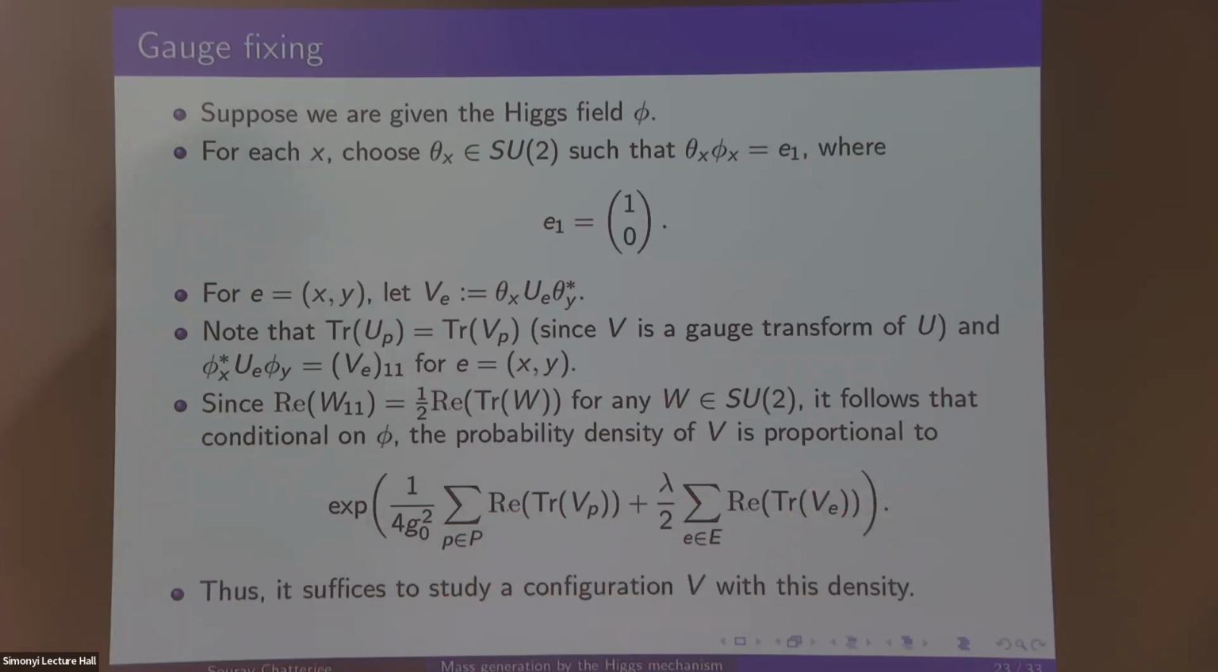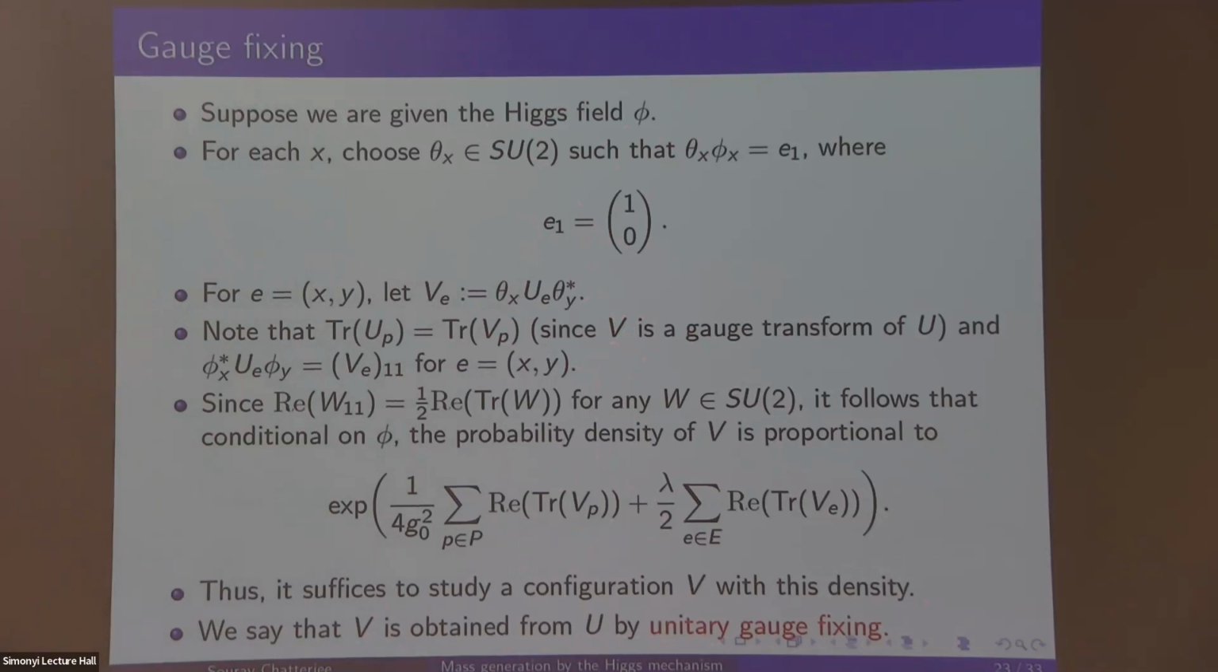Okay, instead of studying phi, studying U given phi, we just study V, which is obtained using a combination of U and phi, and which is a gauge transform of U. And so if you're only interested in gauge invariant observables, it doesn't matter. You can as well study V. And so we say that V is obtained from U by unitary gauge fixing. So this is the procedure.